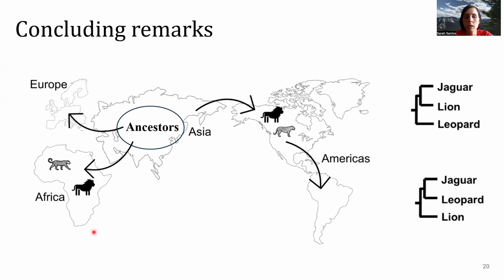the possible story here is that the ancestors of lions, leopards, and jaguars originated in Asia, and then they dispersed to Europe, to Africa, to the Americas. And of course, we have some fossil records of lions in the Americas. We have living jaguars in the Americas. And then we also have lions and leopards in Africa and Asia.